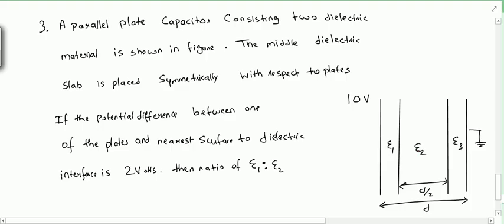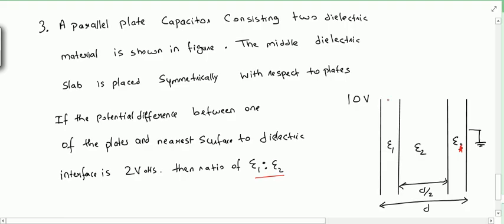It is actually epsilon 1 only, because a similar dielectric is placed between them. So you have to find the ratio of epsilon 1 and epsilon 2. It is also said that the potential difference between one of the plates and the nearest surface of the dielectric is 2 volts. So the potential difference here is 10.